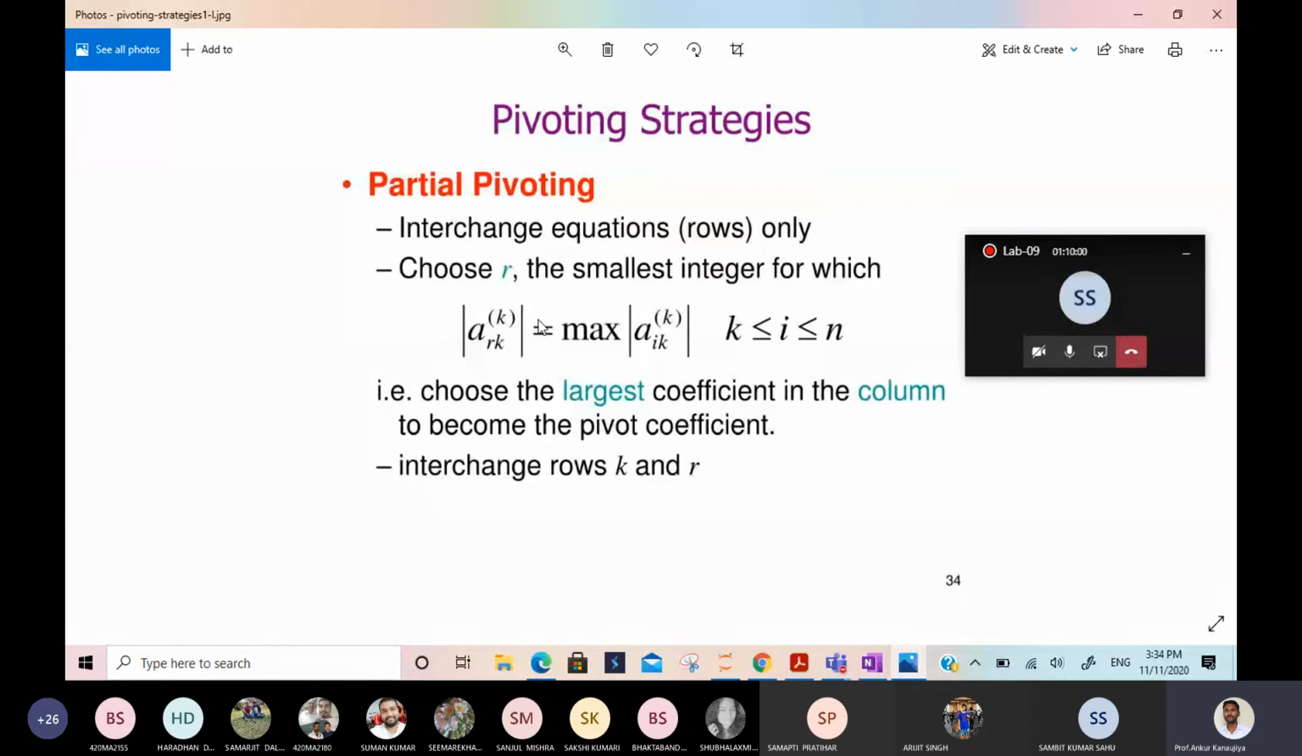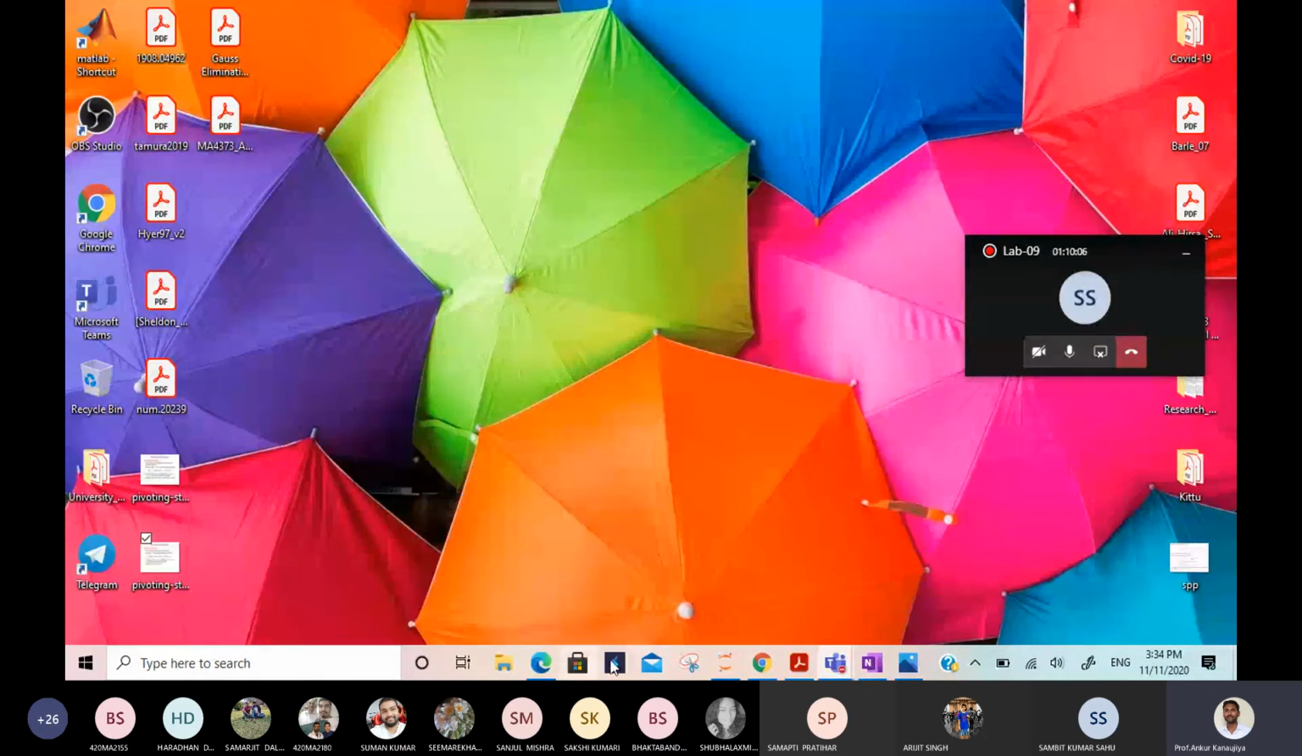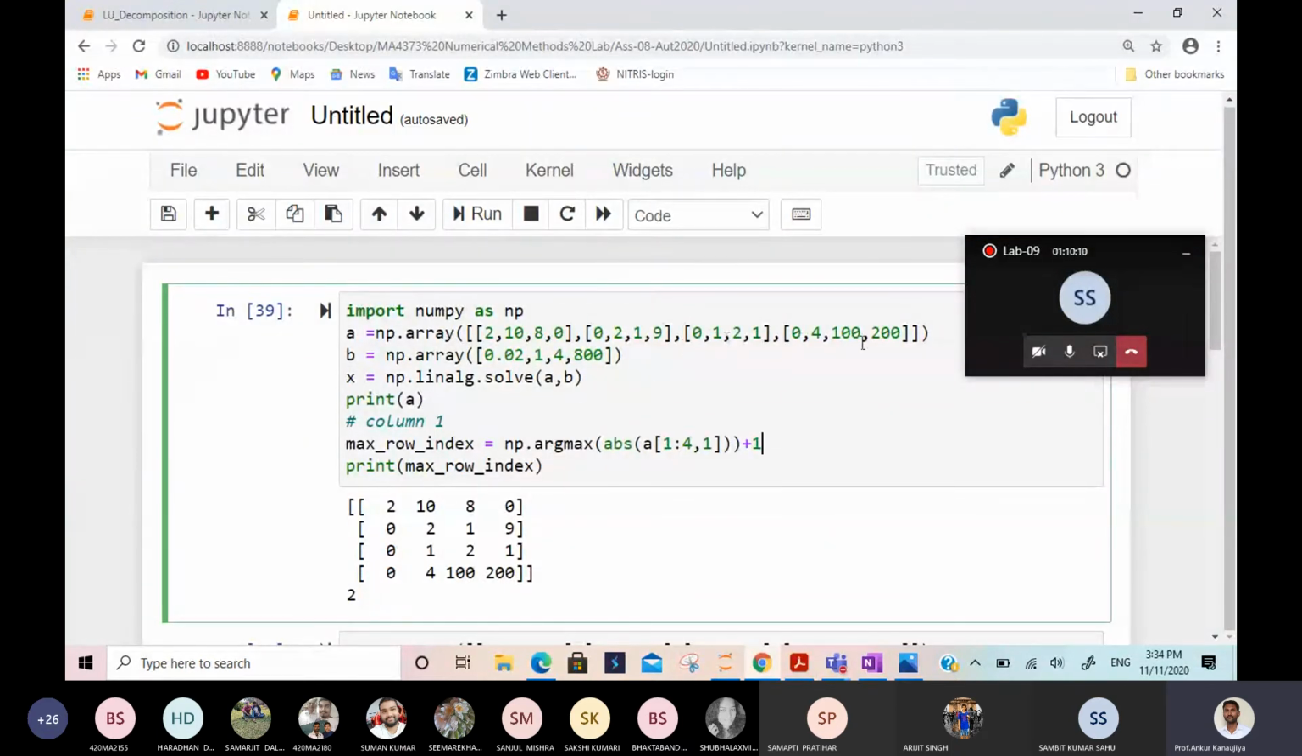First find where the maximum is, and it is written to choose the smallest integer for which this holds. That means suppose in this column there are 2 entries which are the same and they are maximum. Like I put a 4 here, and I will also put a 4 here. In the first column, this is 10, then 2, and instead of 1 I am putting 4. Now I'm running it. So tell me which one is the maximum in this column. From 2, 4, 4, which 4 is the maximum? Both are the same. So the maximum is at which location?